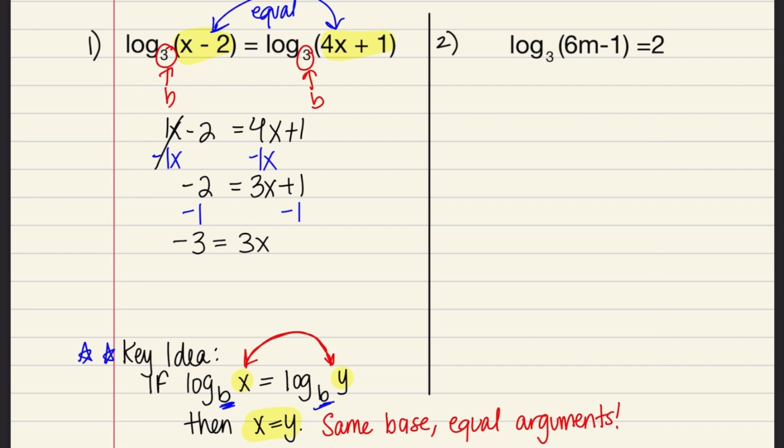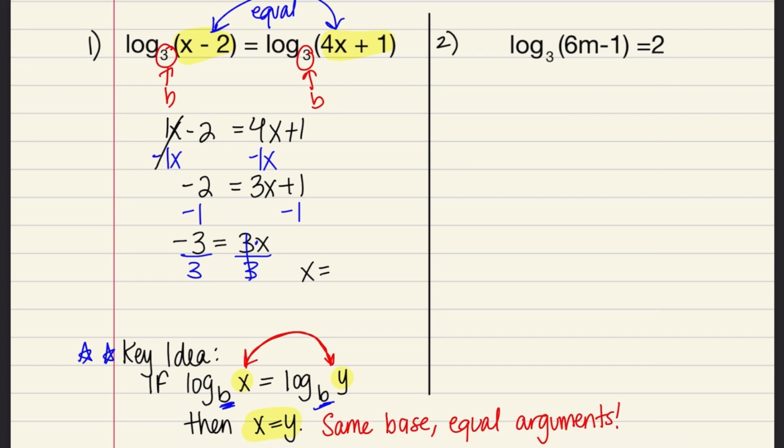And then again, how I would read this statement mathematically is negative 3 equals 3 times x. Well, that times tells me multiplication is happening inside. To undo multiplication, we divide both sides by 3. That leaves us with our final answer, x's alone.